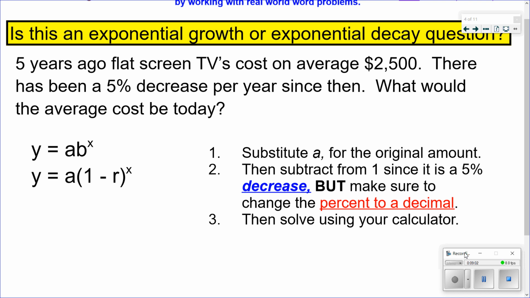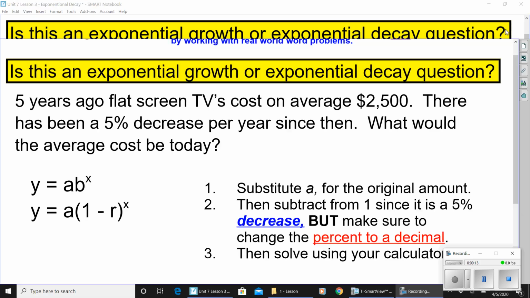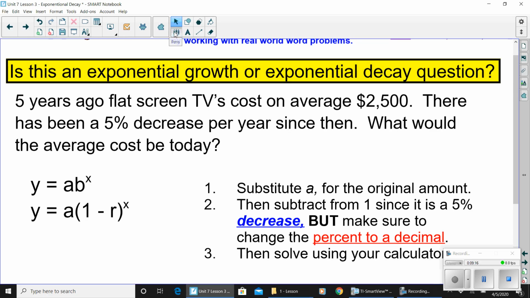So obviously, would this be a growth or decay? If you said decay, you're correct. What is that key word that you're keying on here? The key word is decrease. All right, so there's a decrease, and that is your keyword that says basically you have to subtract. You have to use the 1 minus r, not 1 plus r.